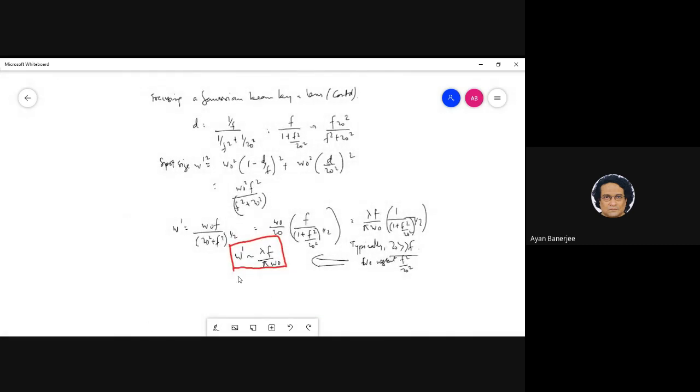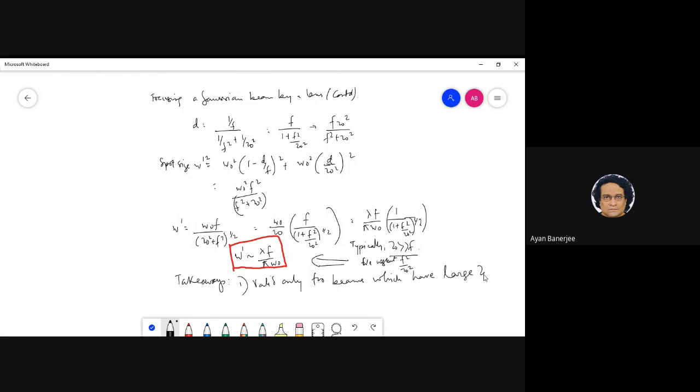So let me just write this. Takeaways: valid only for beams which have large z naught, which means comparatively collimated beams, right? What does collimated beam mean?